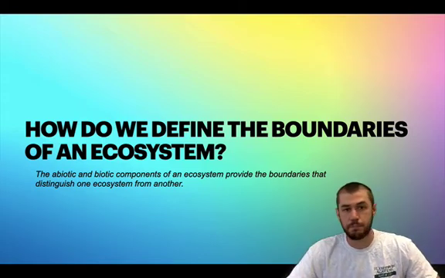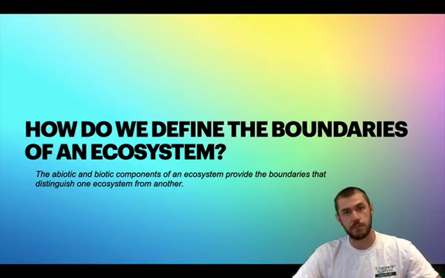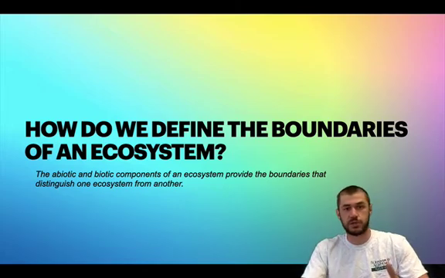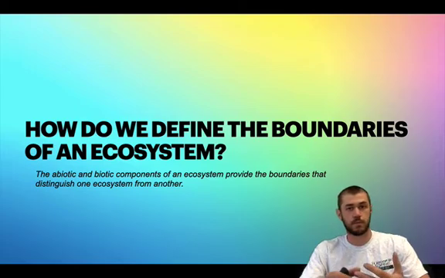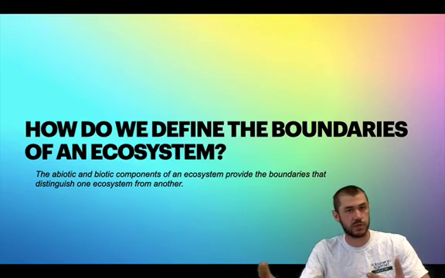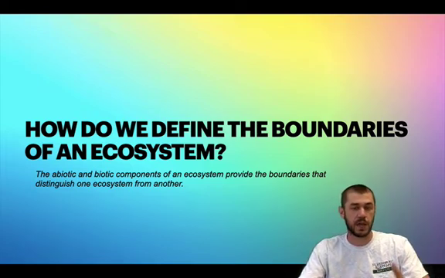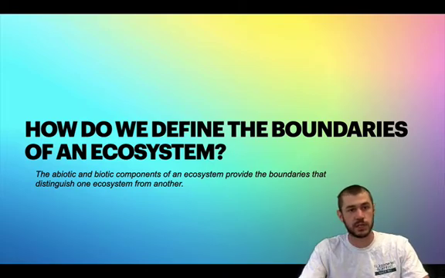We define the boundaries of an ecosystem using those abiotic and biotic components that we find within them. It's how we might discern what is a desert ecosystem from the ocean that desert ecosystem might butt up against. And there it seems pretty obvious and clear. There's water in the ocean, there's sand in the desert, so there's the boundary.